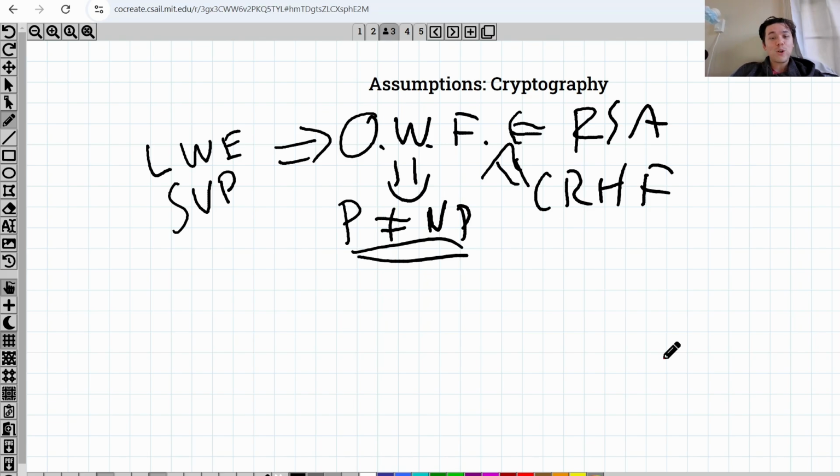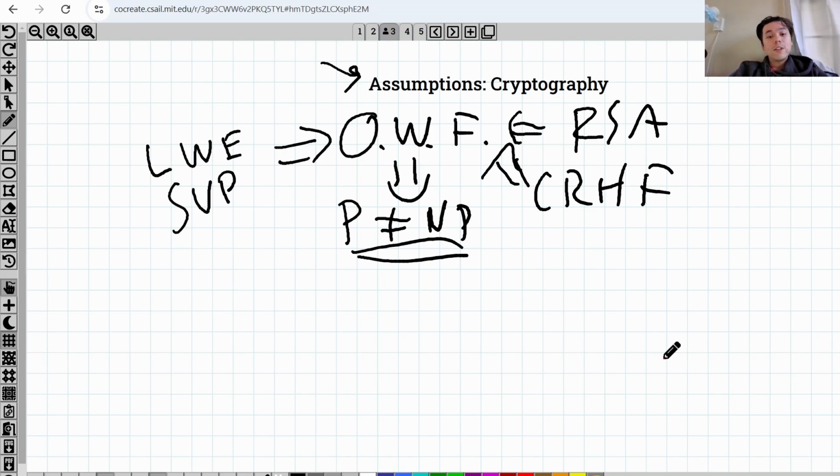And factoring is broken by quantum computing. These lattice problems might be broken by quantum computing too. I actually wouldn't be surprised if they are. But so far, we haven't broken them. And so the game in cryptography, because we're so far from our mathematics being able to prove security from the axioms of ZFC, is that we try to make an assumption that is well defended.